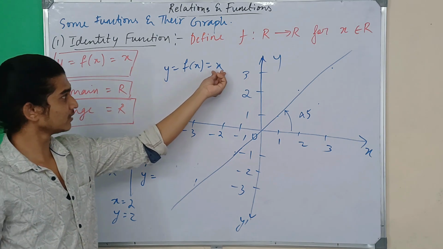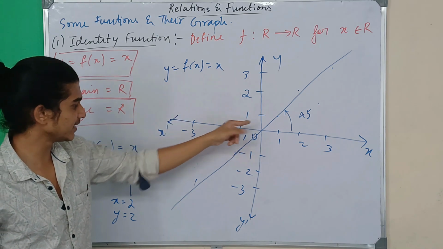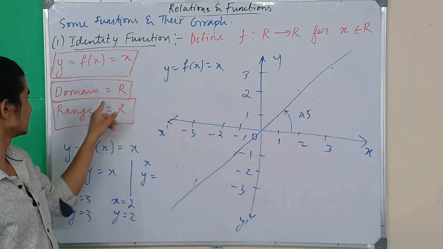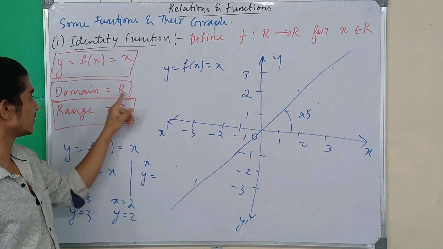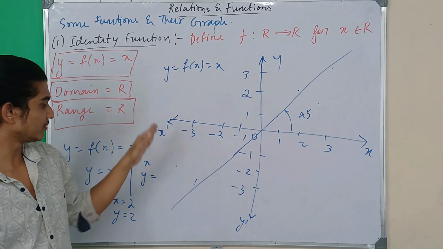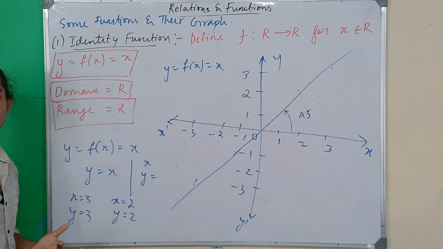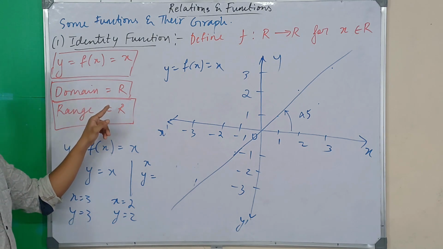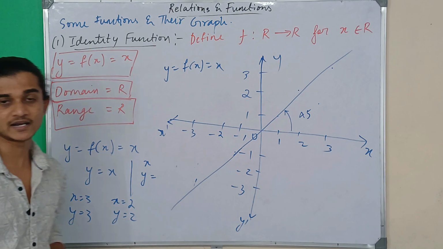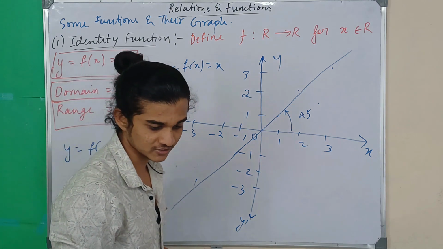Now if you put your input as x, then for every x, your y is also going to be exactly equal. So if your domain is R, your range is also going to be R, because basically y is equal to x. For every y, you're going to get the same value of x. So input is equal to output. So the domain is equal to R, the range is equal to R. So this was the identity function. Now let's move on to the next function.